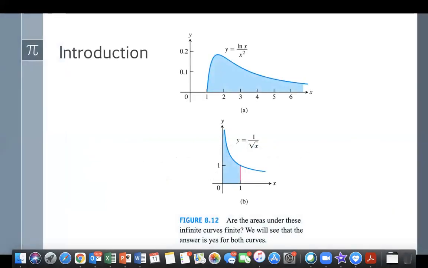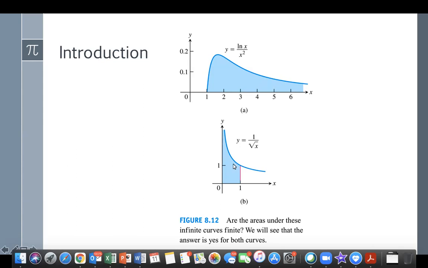All right, so you see here two regions. The first region is the region under the curve y equals natural log x over x squared for x greater than 1. So this region extends forever and ever to the right. The question we're going to be asking about a region like this is, even though it has sort of an infinite base, could it possibly have a finite area?